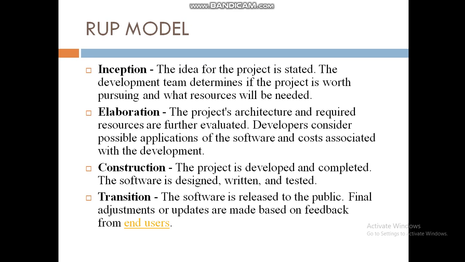After construction, we go to transition. Transition is the combination of development and deployment. Whatever software is developed is deployed on the client machine, and that phase is called the transition phase. The software is released to the public. Final adjustments or updates are made based on feedback from the end users. All the updates are made and all the errors are rectified on the client system in the transition phase. So these are the 4 phases in the RUP model.